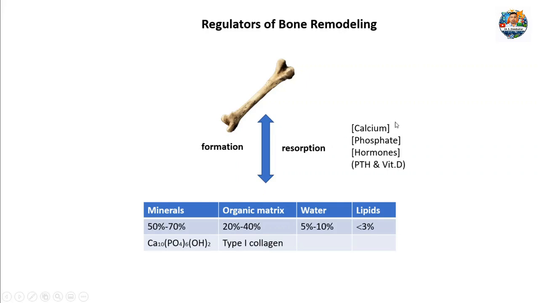So in today's lecture, we will talk on the effect of calcium on these two processes and two hormones, parathyroid hormone and vitamin D. And we will also see how phosphate also has an impact on the two processes of bone metabolism. Now, bone metabolism is nothing but bone remodeling, and bone remodeling is this formation and resorption of bone.